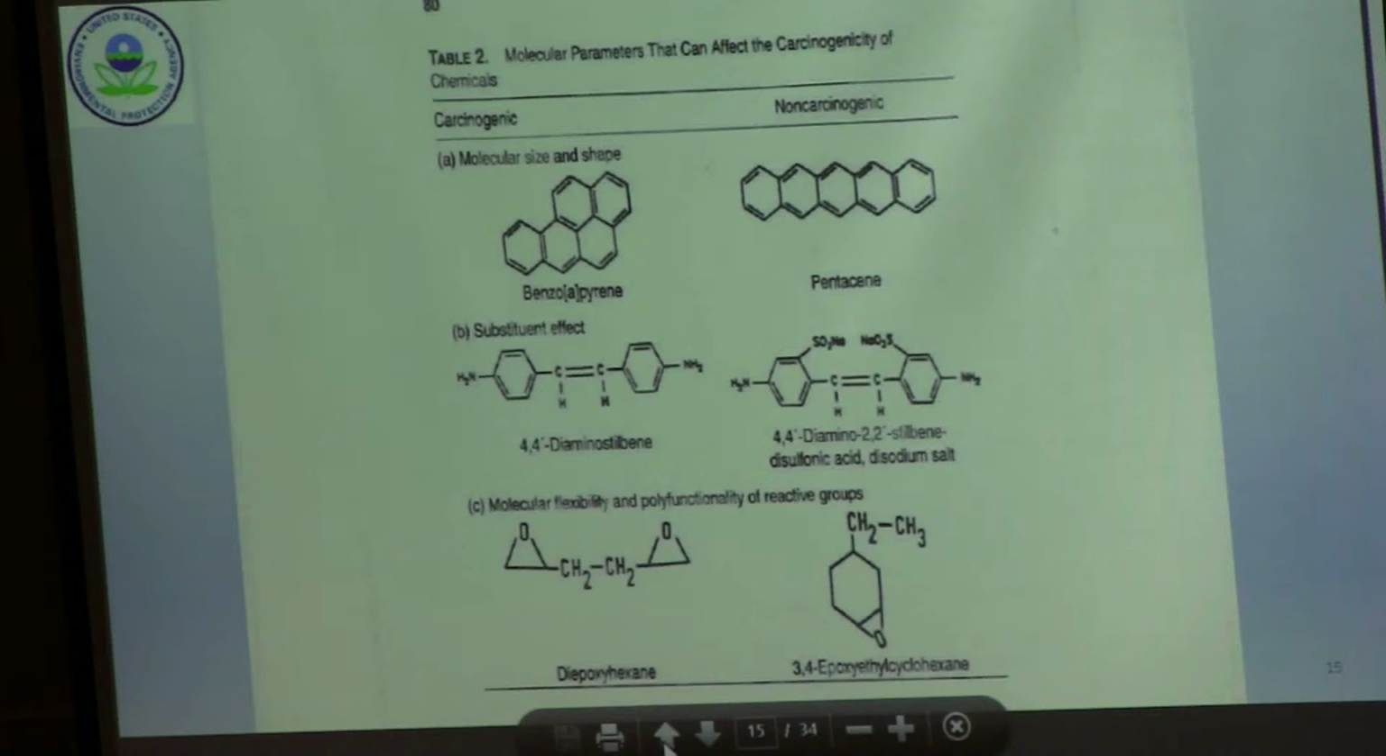And molecular flexibility and polyfunctionality are also important. For example, the epoxide here attached to an aliphatic cyclic structure, which is very rigid, is not carcinogenic. But if it's attached to an aliphatic linear structure, which makes it more flexible, it is carcinogenic. And diepoxides are more carcinogenic than monoepoxides.